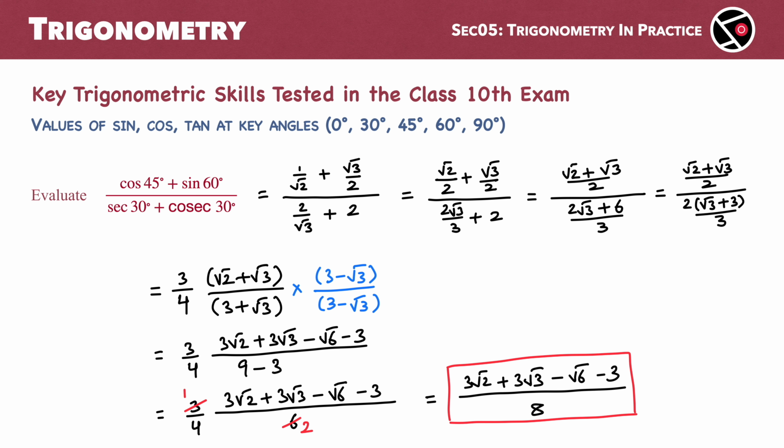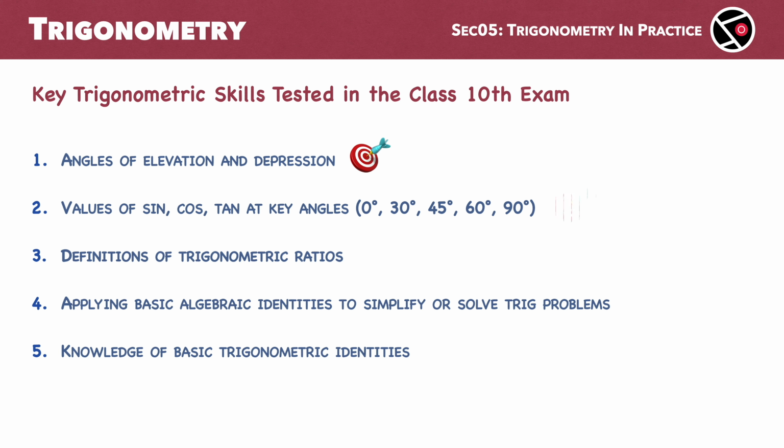Alright, this wraps up our examples for skill number 2. Knowing the values of sine, cos and tan at key angles, super important. Now let's move on to skill number 3. Understanding the definition of trigonometric ratios. This is where we go back to the basics.